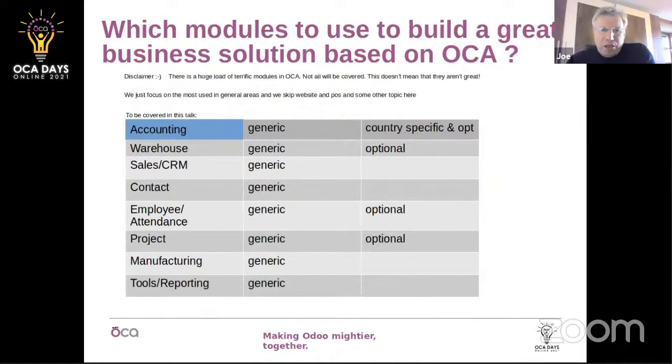And then project and manufacturing. Those are mostly the two areas which are distinguishing, and sometimes companies even use those as the area of their value appreciation, meaning where they are generating their revenue from. Last but not least, tools and reporting. Some of those modules are also very vital and should be used there.